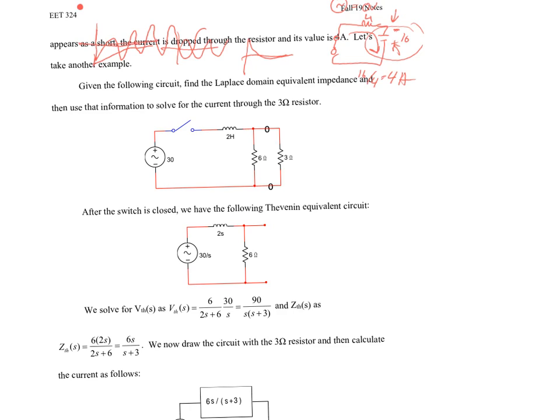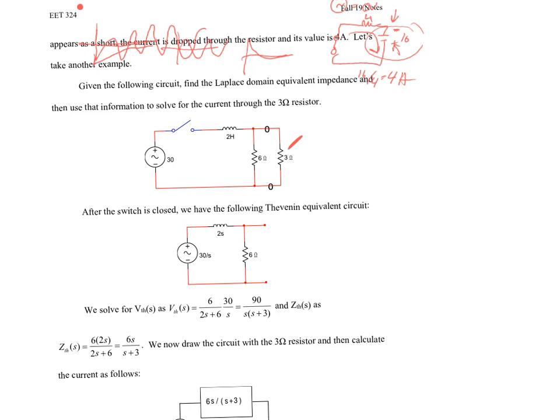Okay. So let's take a look at another example. So we have this following circuit. Instead of a capacitive circuit, we now have an inductive circuit. What we're going to do is use this concept of a Laplace domain equivalent impedance seen by the circuit. We're going to combine that 2 Henry inductor and 6 ohm resistor into a Thevenin equivalent at that location, and then we can just tack on whatever load, in this case the 3 ohm load, as the value.